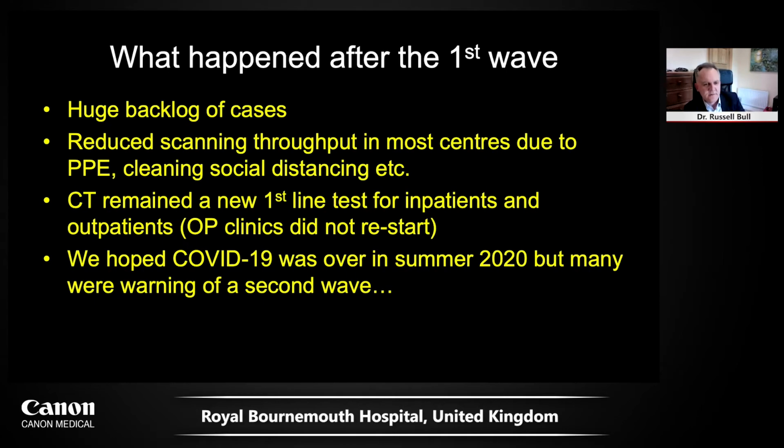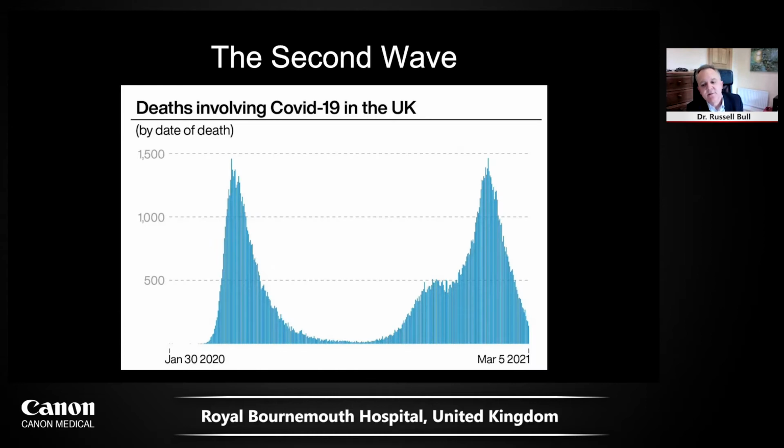So what happened after the first wave? Well, there was a huge backlog of cases. There was reduced scanning throughput in most centres because we were wearing lots of equipment, we were doing lots of cleaning, social distancing, so throughput dropped, certainly initially. But CT remained this new first-line test for inpatients and outpatients. And outpatient clinics did not restart, but these virtual outpatient CT scans carried on. So we hoped that COVID-19 was over in summer 2020 because the cases got really low, but everyone was warning us of a second wave, which in fact duly came.